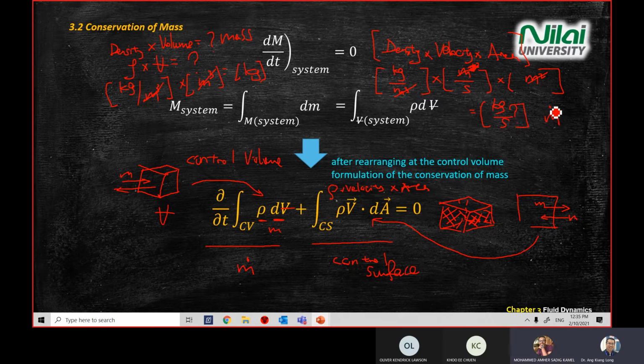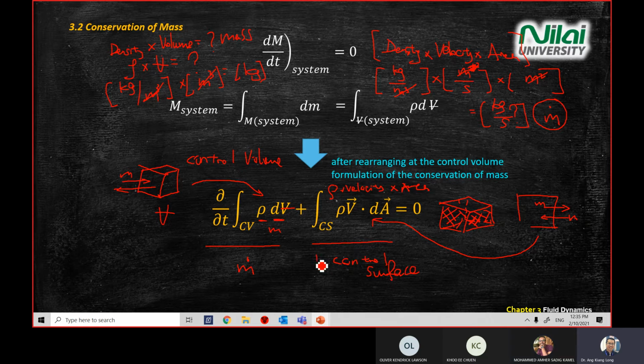M dot is what? Specific mass flow rate. It's the change of your mass. So that is the question they're asking: what is the product of density times velocity times area? You'll get the change of mass inside the system. So that is the answer that I try to guide you.